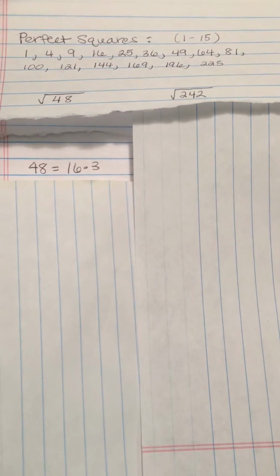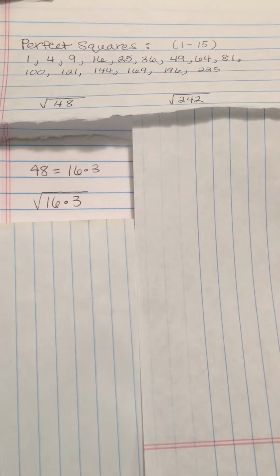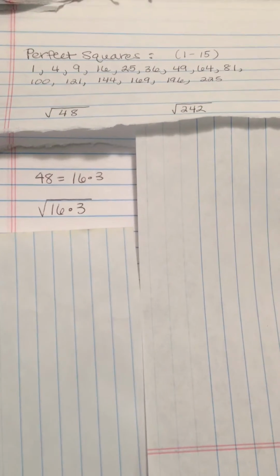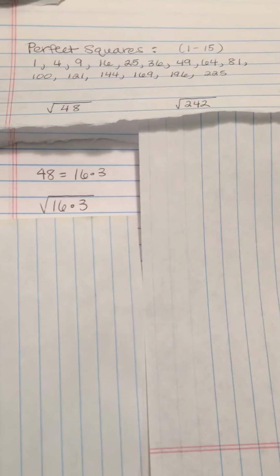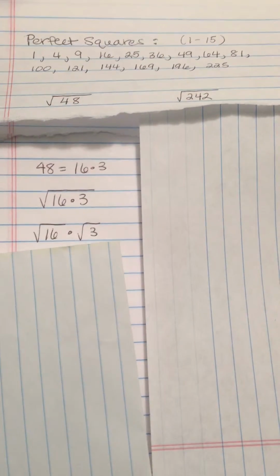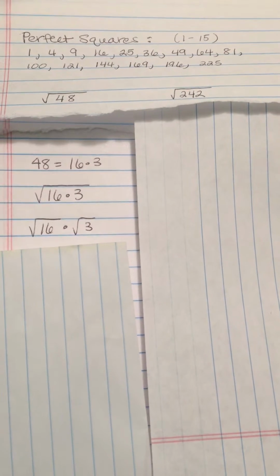So since 48 is equal to 16 times 3, I could rewrite the square root of 48 as the square root of 16 times 3. All right, because these numbers are being multiplied, I can actually rewrite this as the square root of 16 times the square root of 3.